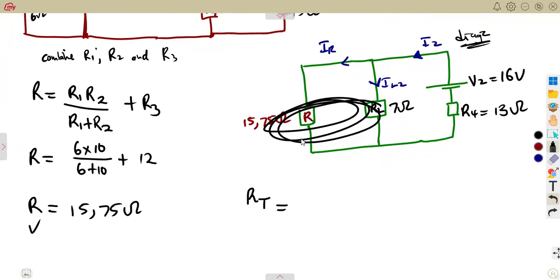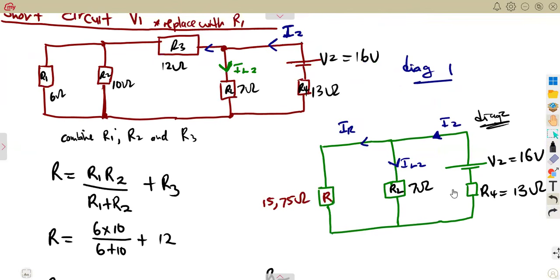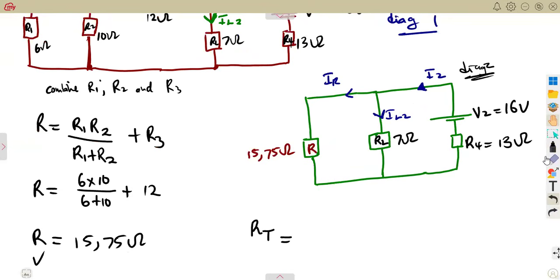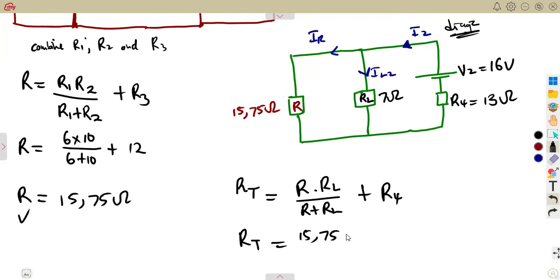These two in parallel, in series to this one, just like what we had here. This is exactly parallel series again. So meaning to say we are going to have R and RL in parallel, so that's R times RL over the sum, plus the series, which is R4. So let's combine this. That's the product over sum: 15.75 times RL, which is 7, over the sum 15.75 plus 7, plus R4, which is 13.